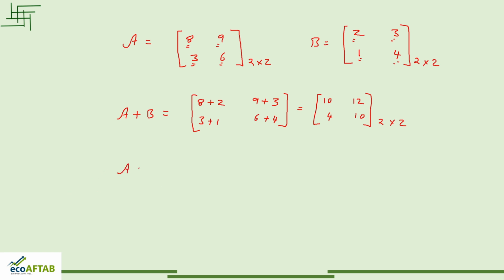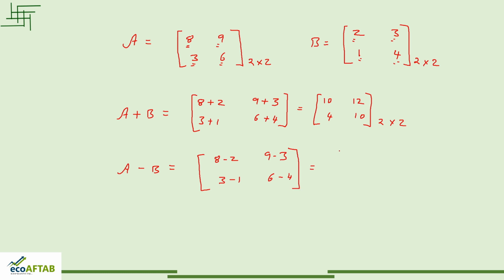Similarly, if I want to make it A minus B, then what I will do is 8 minus 2, 9 minus 3, 3 minus 1 and 6 minus 4.